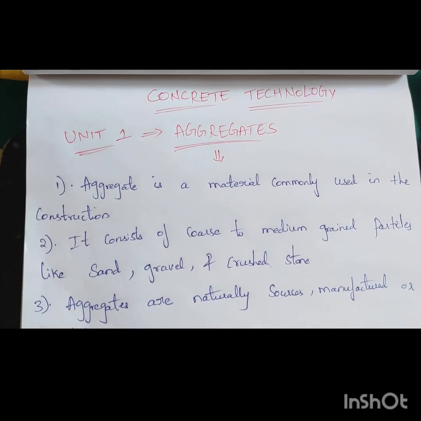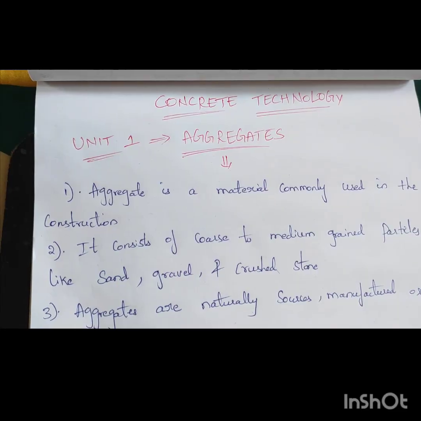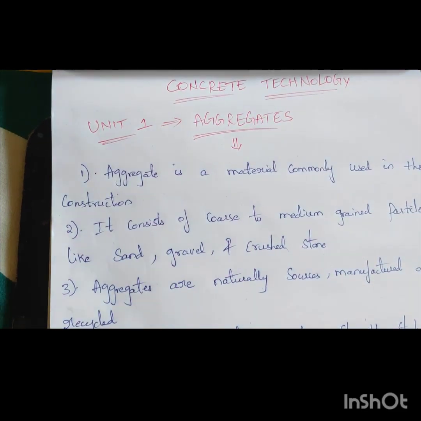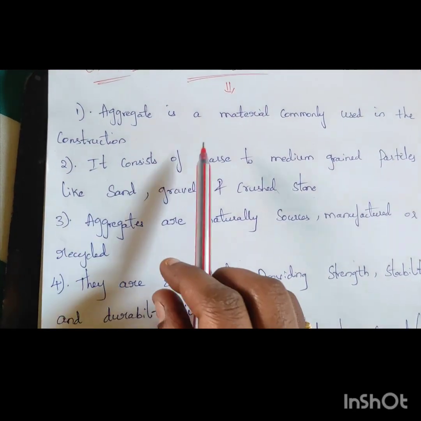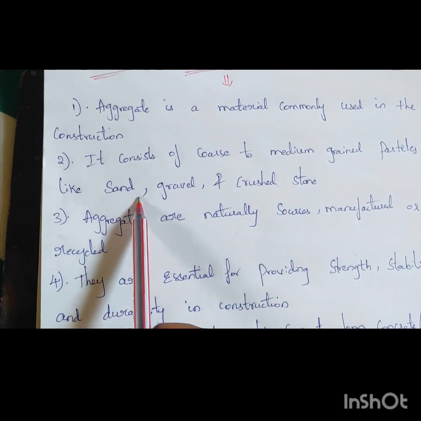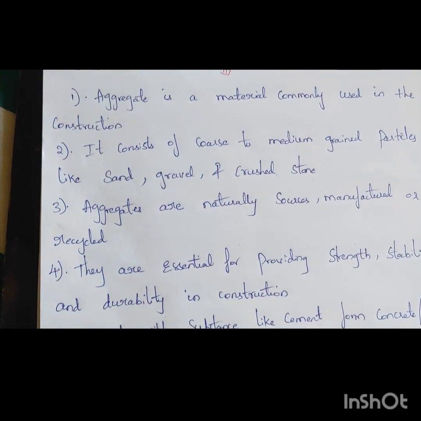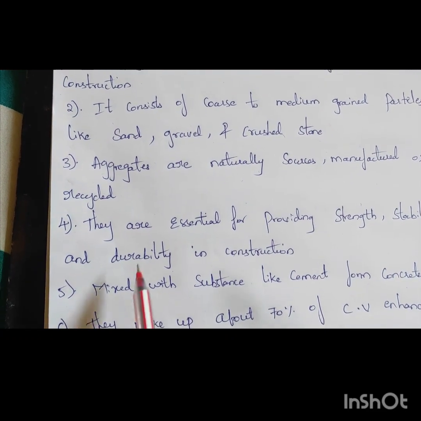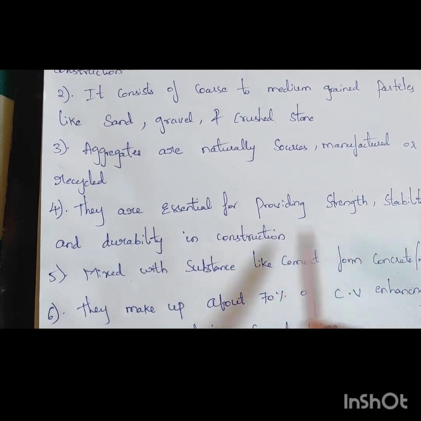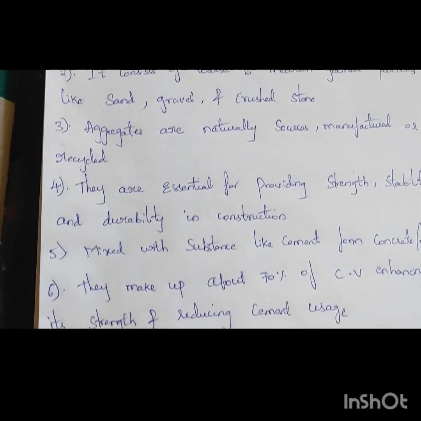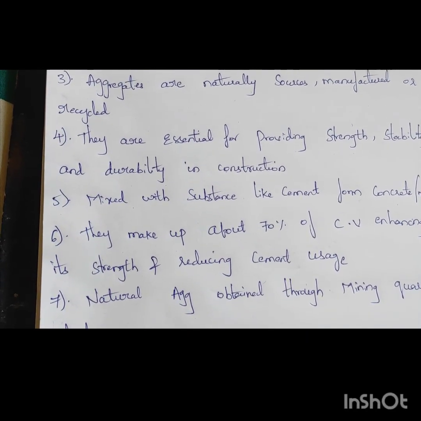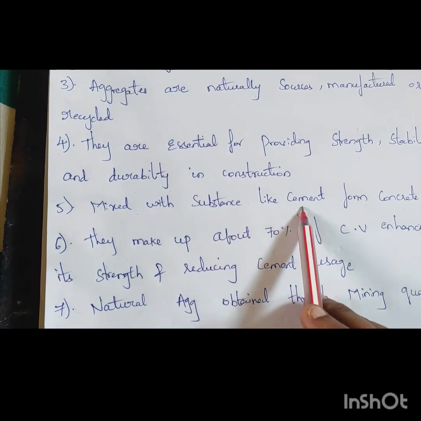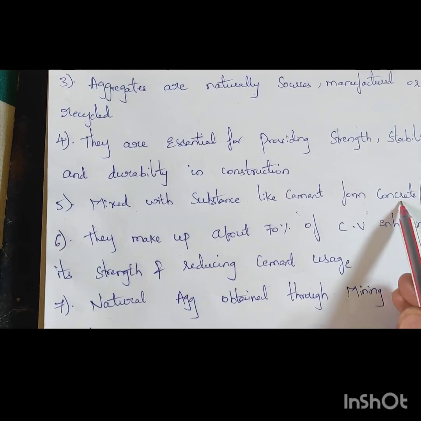Actually, before going to this topic, we have to know what an aggregate is. Aggregate is a material commonly used in construction, and it consists of coarse to medium grained particles like sand, gravel and crushed stone. Aggregates are naturally sourced, manufactured or recycled, and they are essential for providing strength, stability and durability in construction. When aggregates are mixed with a substance like cement, it forms concrete or mortar.